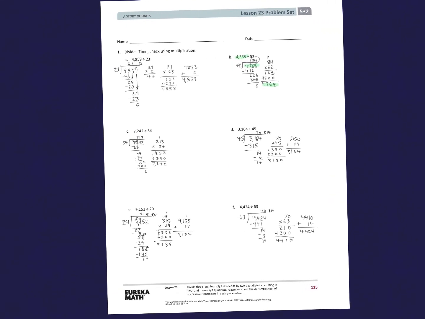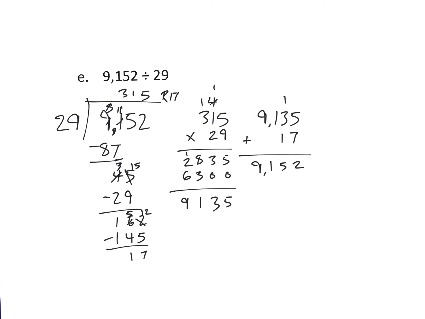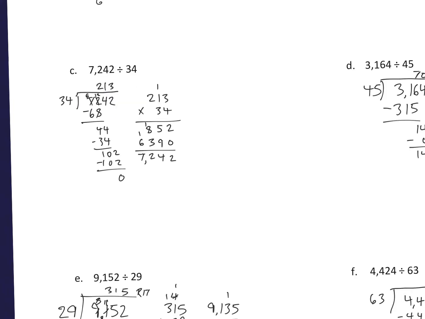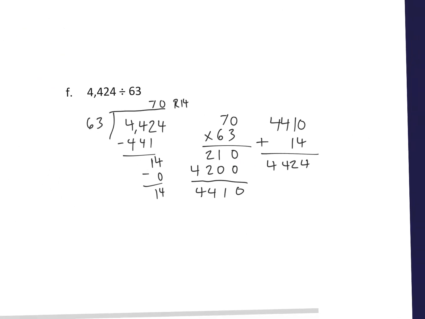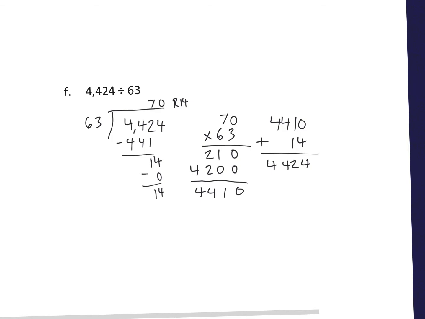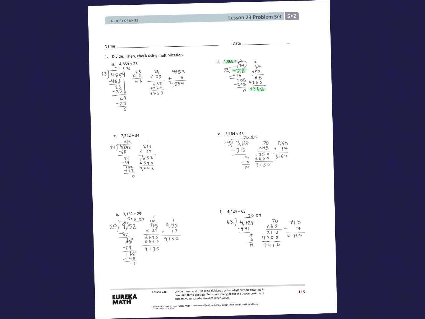And right here, we got 315 with a remainder of 17. If you didn't get it right, pause and check. And here for F, we got 70 with a remainder of 14 again. Right? And if you didn't get that answer, go ahead and pause and check the work. If you got all those right, kiss your brain.